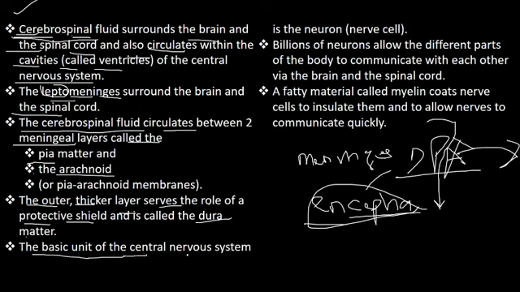The basic unit of the central nervous system is the neuron. We know that. Billions of neurons allow the different parts of the body to communicate with each other via the brain and spinal cord, which is the central nervous system. A fatty material called myelin coats nerve cells to insulate them and allow nerves to communicate quickly. We have seen the myelin sheath, and we have seen what secretes the myelin sheath, which is the Schwann cells.